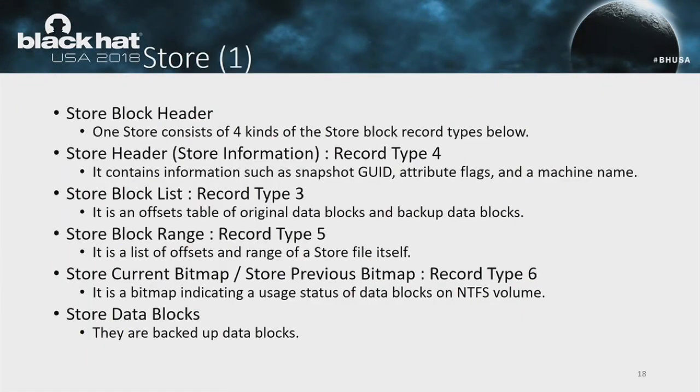Next, store. Store data consists of 4 kinds of store blocks. The representative data in them is the record type 3 here, which indicates the store block list. It manages a table that has offsets of original data blocks and offsets of backed up data blocks.